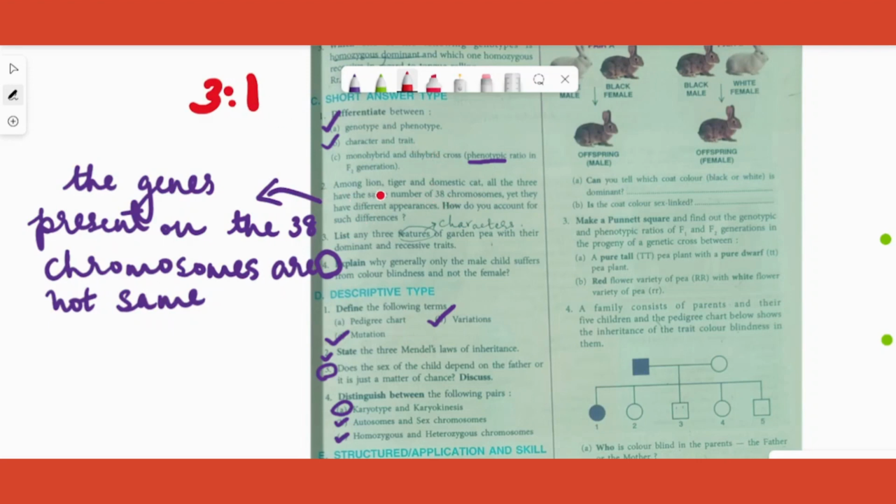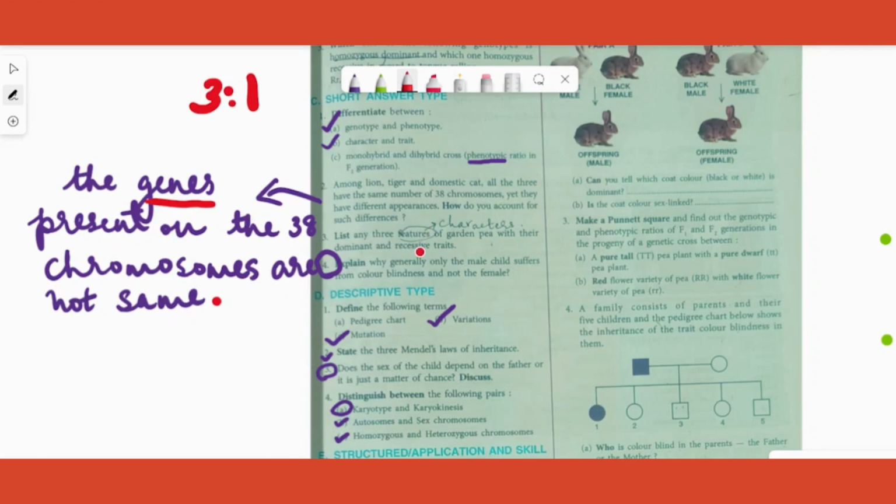Alright, next question. Among lion, tiger and domestic cat, all of them have the chromosome number as 38, but they are all different. Why is that? Because even though the 38 chromosome number is same for them, the genes present on the 38 chromosomes are not same. That's why they are different. Please write that answer down.